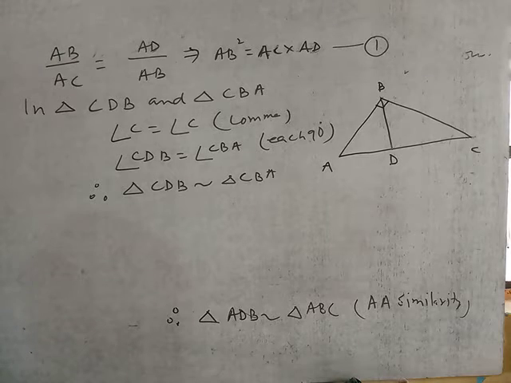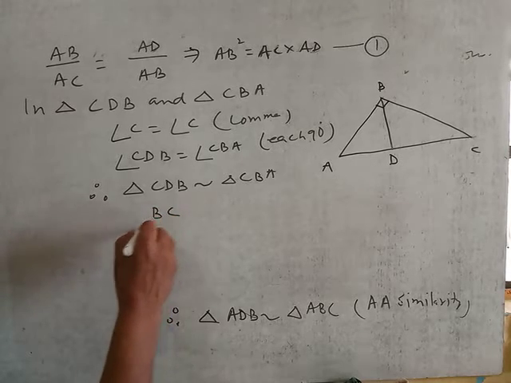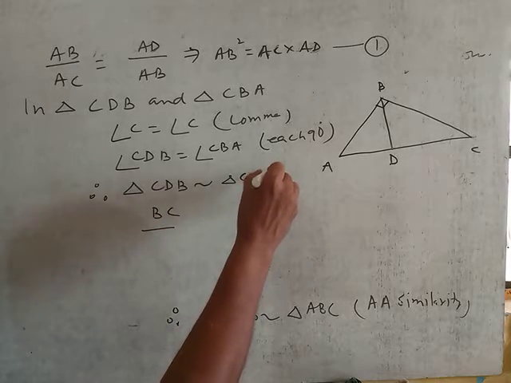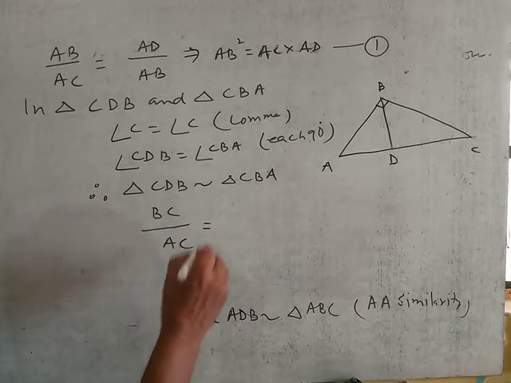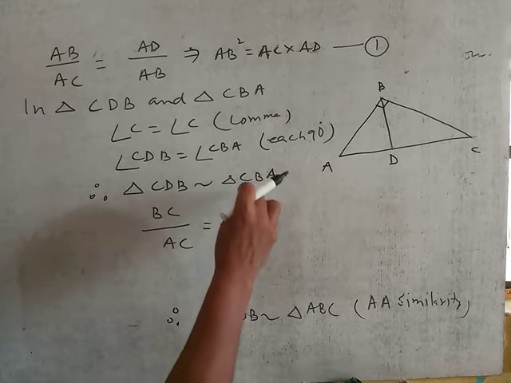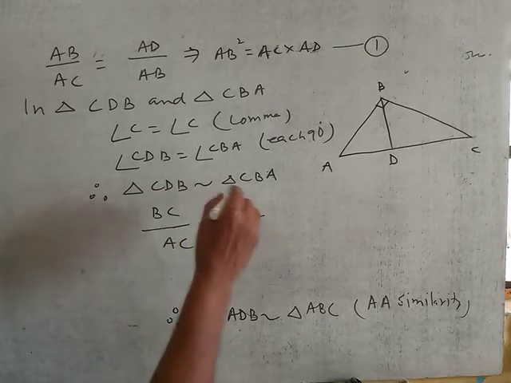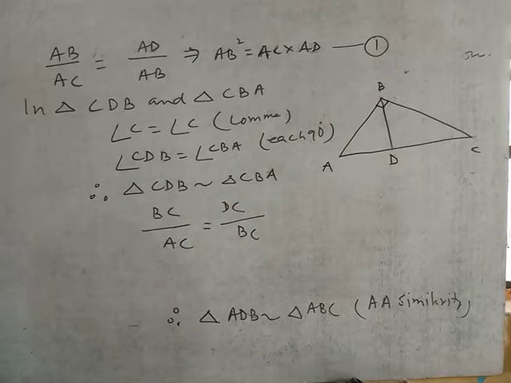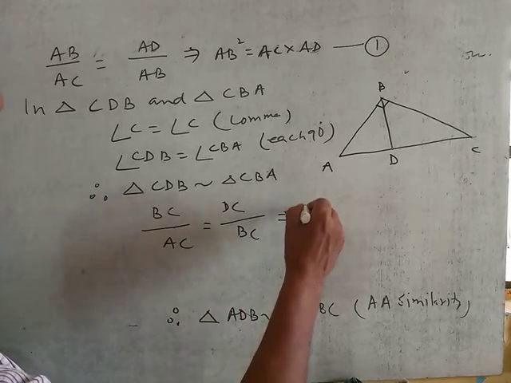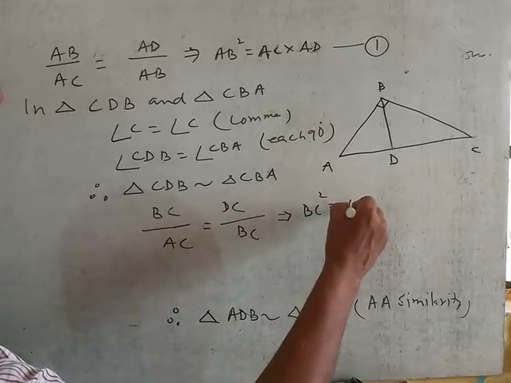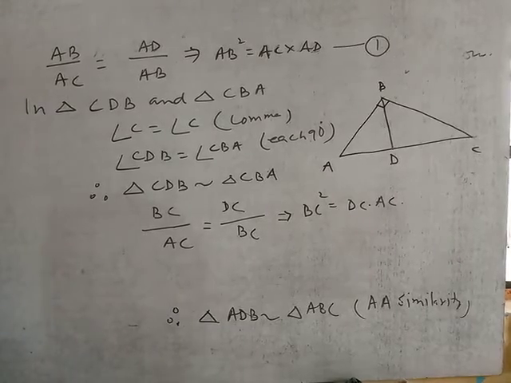Now take the ratio. So BC by AC is equal to DC by BC. Now cross multiply this one. So BC square is equal to DC into AC. This dot means the multiplication sign. It's correct.